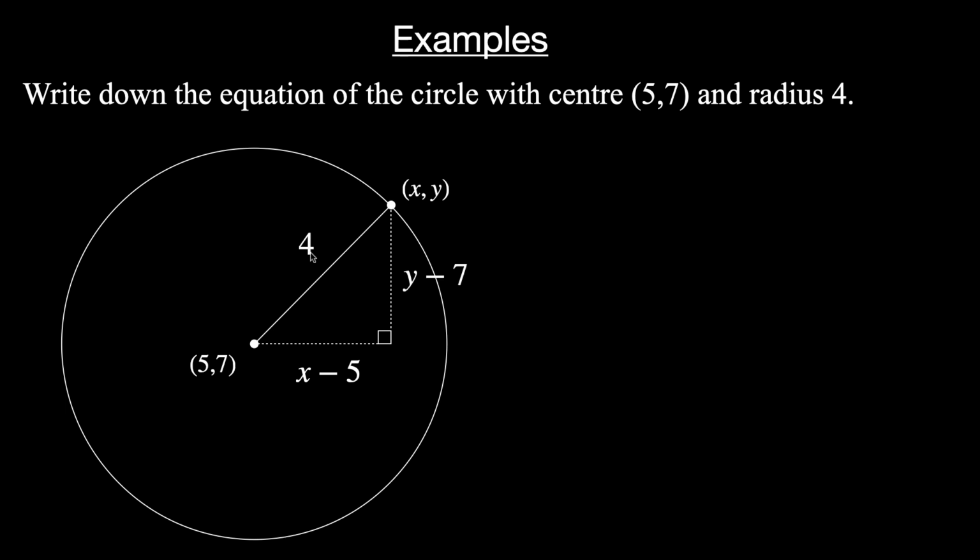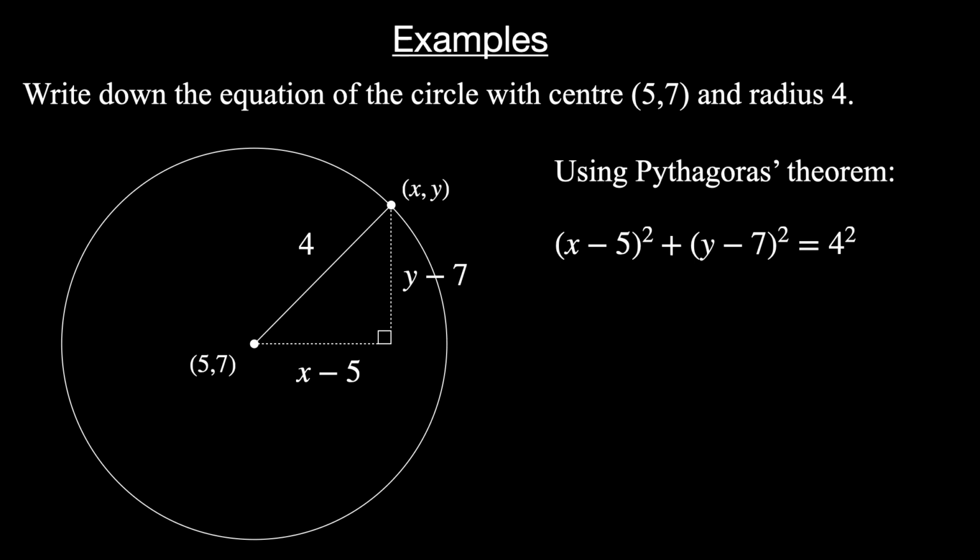And now, how can we relate these three things? What's the theorem that we usually use to find the hypotenuse of a right angle triangle? It's Pythagoras' theorem, right? So using Pythagoras' theorem, we can square the legs and add them together, and that will be equal to the hypotenuse squared. So we get (x take 5) all squared plus (y take 7) all squared equal to 4 squared. And then we can write 4 squared as 16, so we get (x take 5) all squared plus (y take 7) all squared equal to 16. And that's our equation of this circle. It's a relationship between the x and y coordinates.